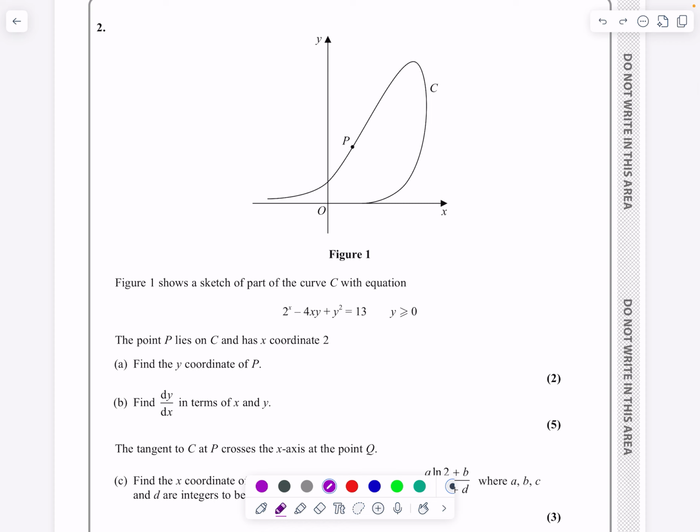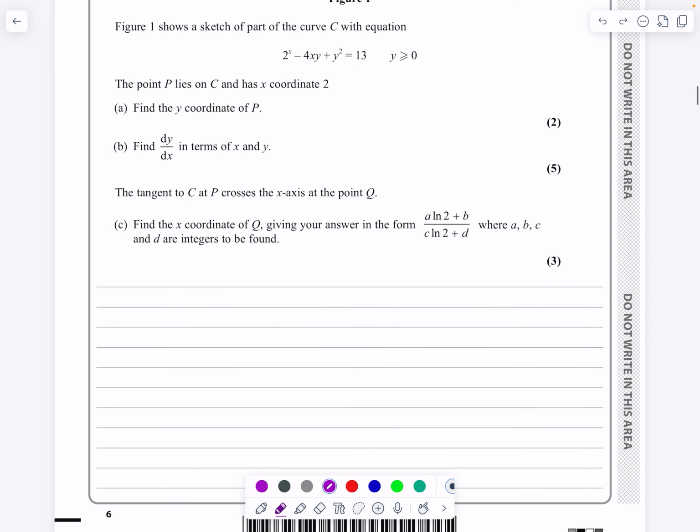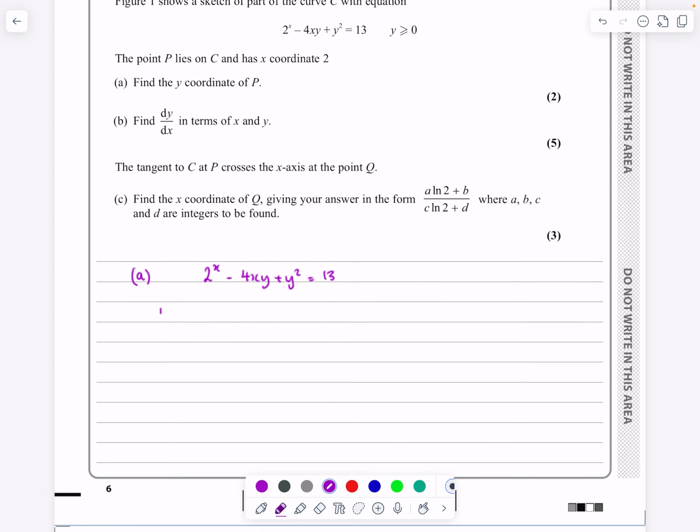So we've got this function here, which is 2 to the x minus 4xy plus y squared equals 13, y is greater than or equal to 0. It tells me that the point P lies on C and has the x coordinate 2. What it asks us to do is to work out this y coordinate. Well, that's not complicated. That's just going to be part A. If I've got 2 to the x minus 4xy plus y squared equals 13, subbing x equals 2 in and working out what y is going to be.